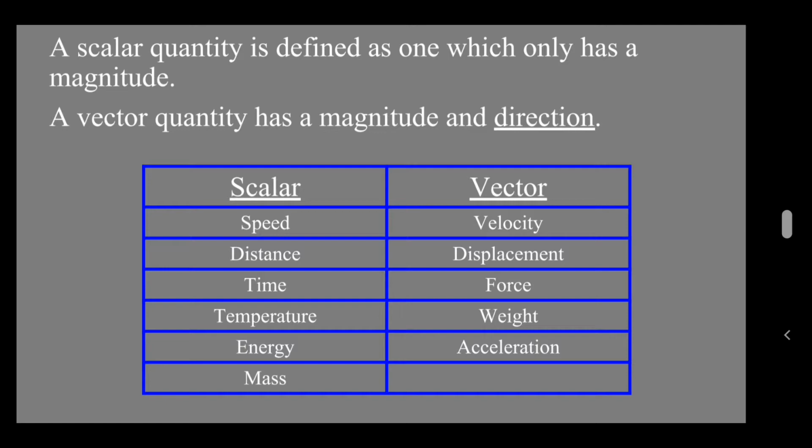So normally past paper questions will ask you this, sometimes multiple choice as well, like name the thing that's a scalar or name the thing that's a vector. So we should know every single one of these things on the table. A scalar is something like speed, distance, time, temperature, energy, and mass. And something that is a vector that would have a direction is velocity, displacement, force, weight, and acceleration. All of those are vectors, and you have seen a lot of those things in the course.